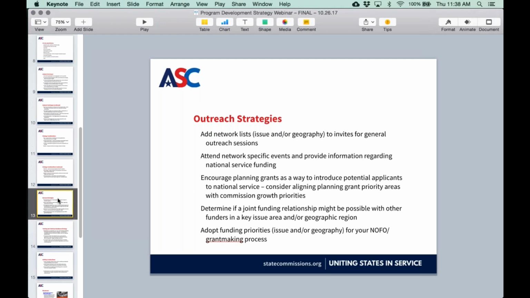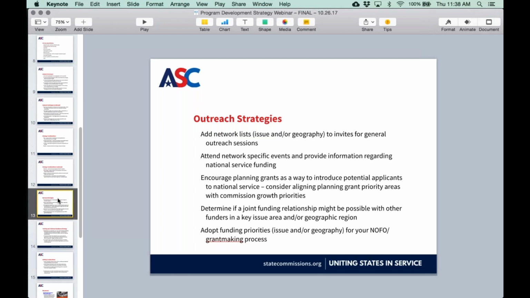Determining if a joint funding relationship might be possible with other funders in a key issue area or geographic region. So we're also going to be focused on this as another part of the webinar series as well, but how do you work with other funders to really highlight the program model to potentially secure matching funds for this? And also, too, if they're funding in a particular issue area, they likely have a network of grantees, right, that they are providing funds to. So how can you outreach to them, talk with them about national service as well? So really determining if that joint funding relationship could be a powerful tool for you is something that you might want to consider as well.